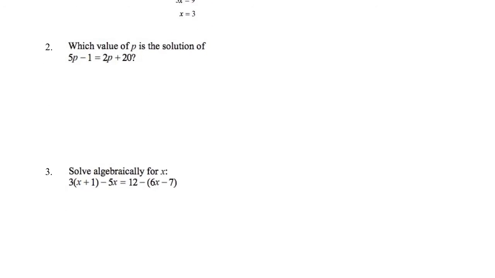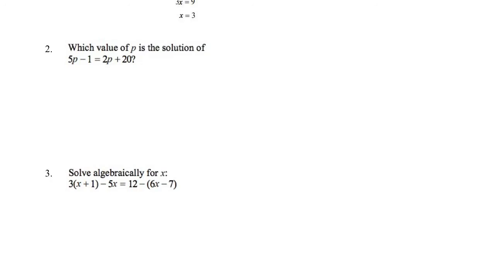Number two is a pretty straightforward solving problem. You guys are pretty good at these by now. So what I want to do is get all my variables onto one side of the equation and all my constants on the other. My ultimate goal is to isolate the variable, get the variable by itself. So I'm going to start by subtracting 2p from both sides.